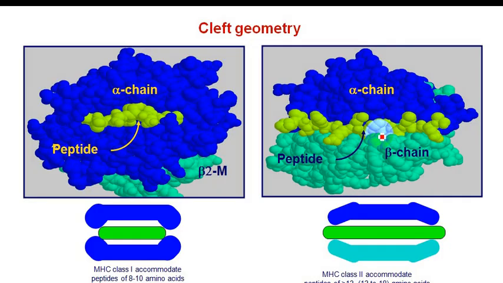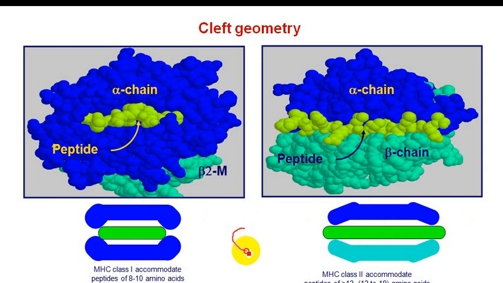Now when you look from the top at the cleft geometry of class 1 and class 2 MHC molecules, especially the peptide, you can see that MHC class 1 can accommodate peptides of 8 to 10 amino acids, whereas MHC class 2 can accommodate 13 to 18 amino acids. In general, it is said that MHC class 2 is also called a hot dog over the bun, because the bun is of limited diameter.